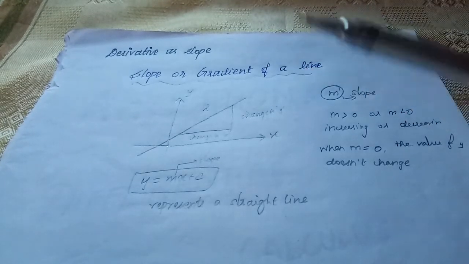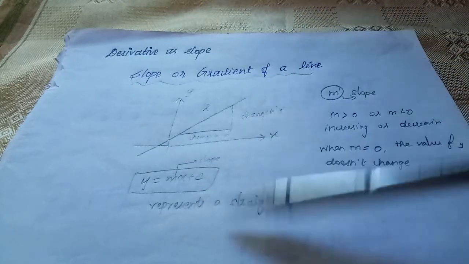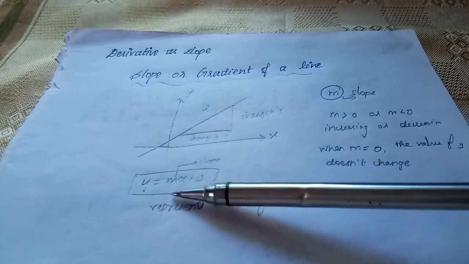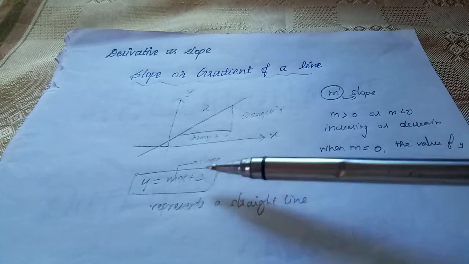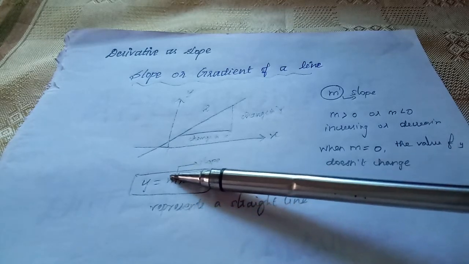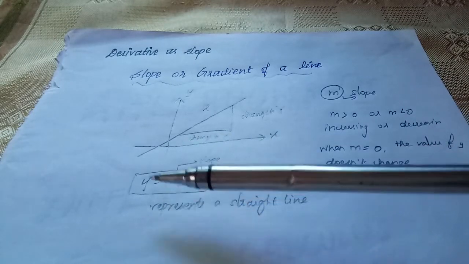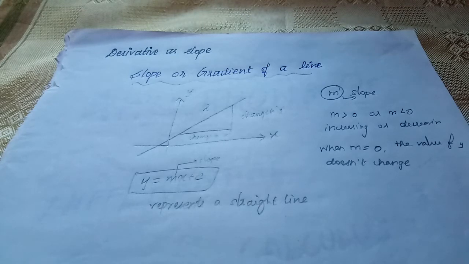Why? Because y equals mx plus c is the equation of a straight line. Substituting m equals 0, we get y equals 0 times x plus c, so y equals c, a constant, which means the y value does not change. Here y equals mx plus c represents a straight line in the xy plane where m denotes the slope of the line.